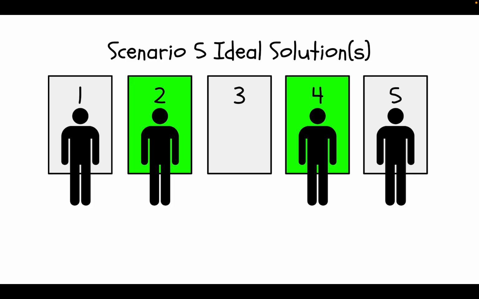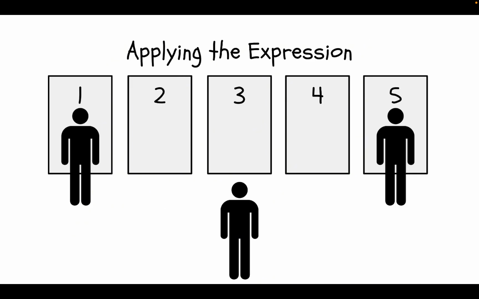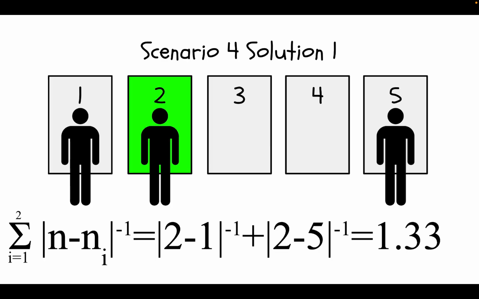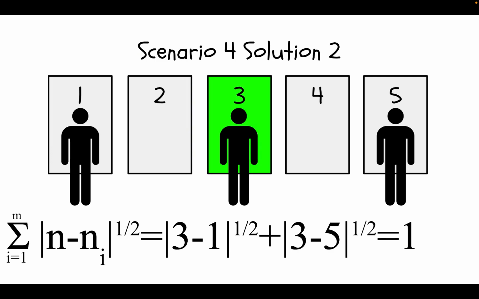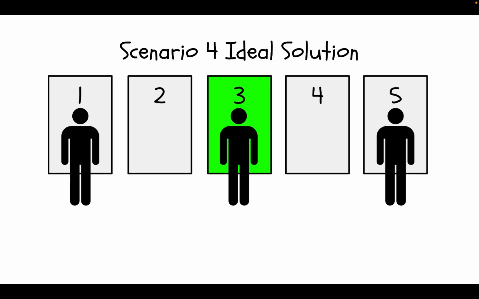Now let's try to apply the distance optimizing value. Let's say you want to go to a place where the distance between the other people is minimized. So if we take slot 2, solution 1, you get 1.33. But if you take solution 2, you get exactly 1. Therefore, solution 2 is our ideal solution.